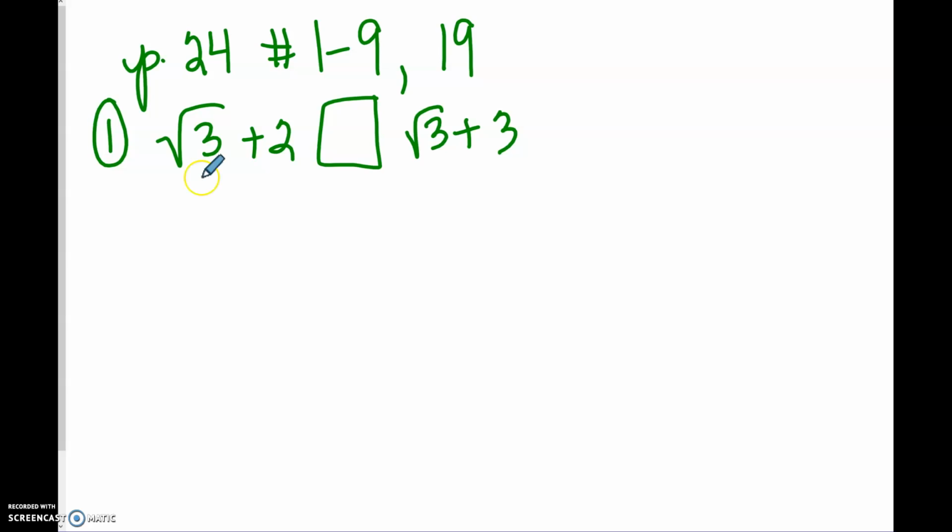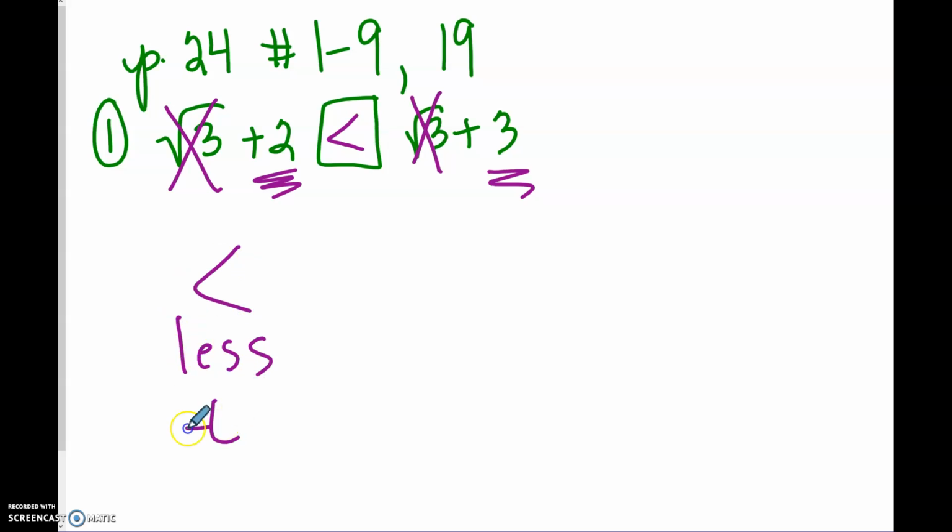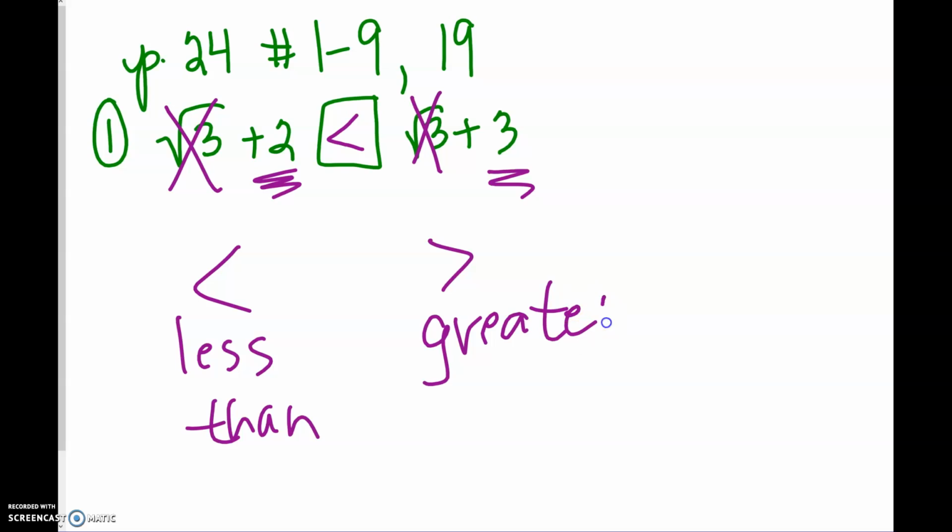All right, so what do we have here? Looks like we have the square root of 3 and the square root of 3. So we have the same thing on both sides. So basically, this guy is going to cancel out with that guy, and what we're really comparing is 2 to 3. Well, 2 is less than 3. Remember, we're going to be talking about comparison symbols. So we have this symbol, which means less than. And we have this symbol, which means greater than.